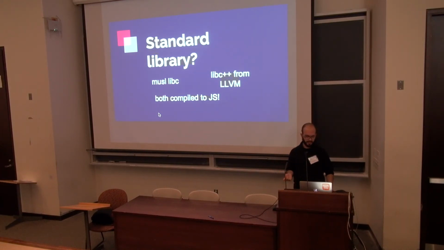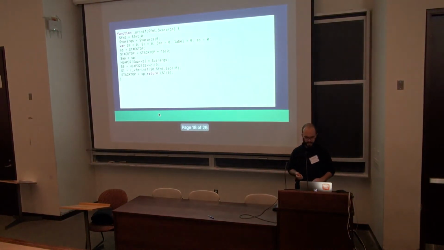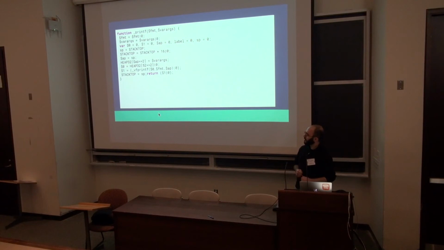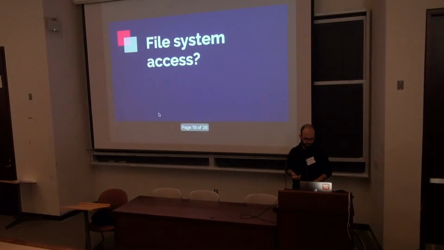For C, we use the musl libc, and for C++, we use libc++ from the LLVM project. These are both open source libraries that we just compile to JavaScript. For example, this printf function, I just copied from the same output of the same program that I showed earlier. The printf function, the original source code is coming from musl, and it is compiled by Emscripten in the exact same way that it compiled our two functions.